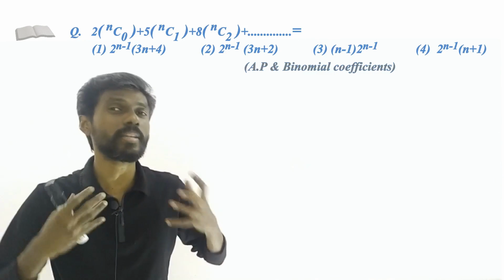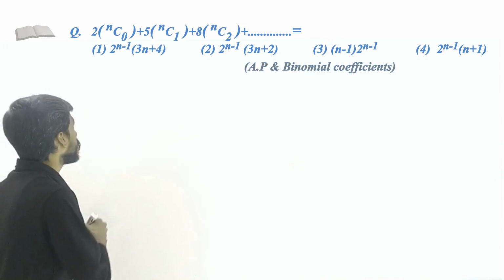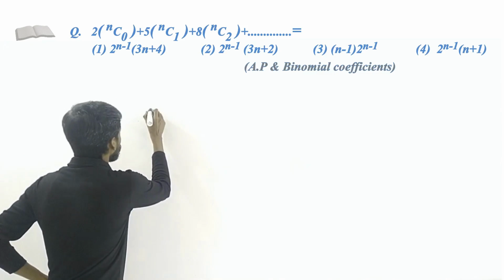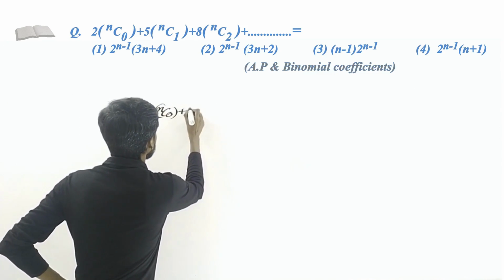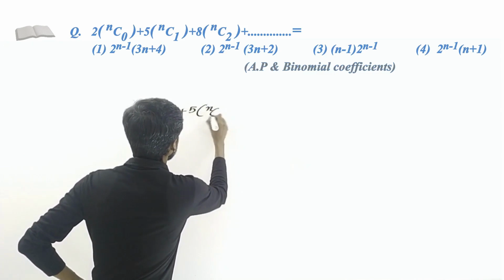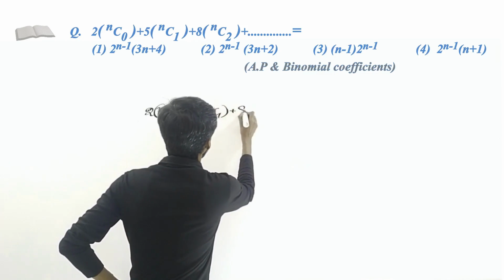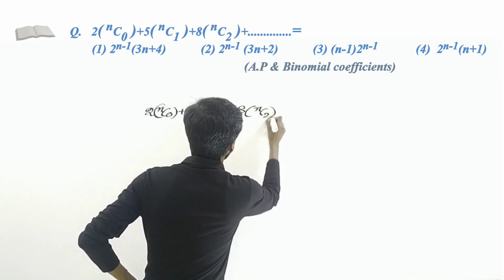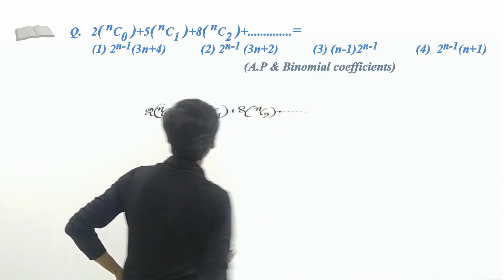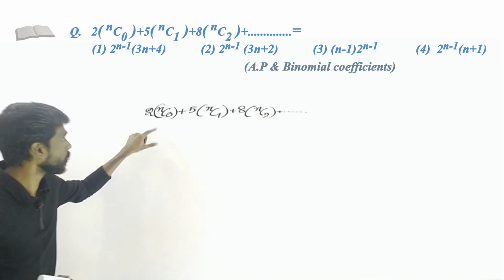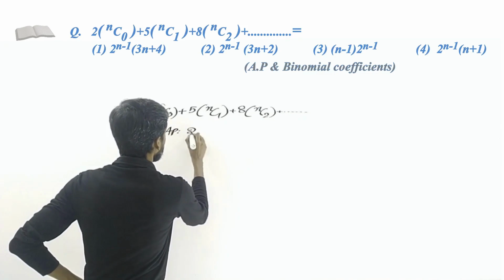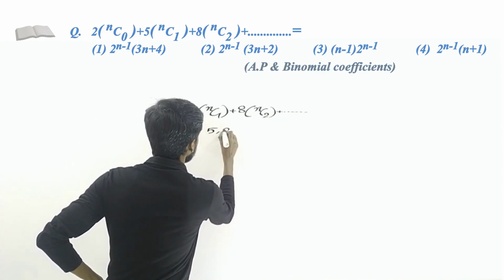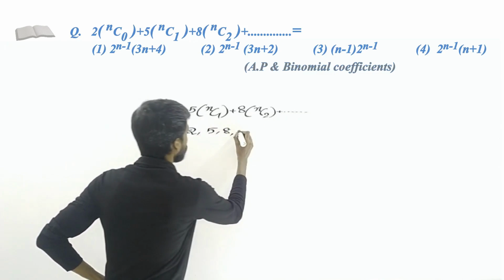Now what do you do? We write the general term. What is the general term? So that is 2 nC0 + 5 nC1 + 8 nC2, etc. So this is the arithmetic progression 2, 5, 8. This is an AP, so the AP here is 2, 5, 8, and the next will be 11, etc.